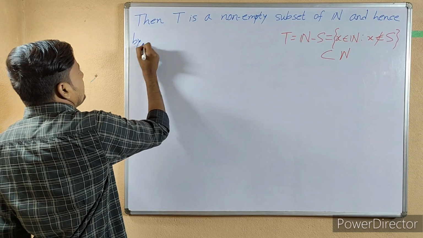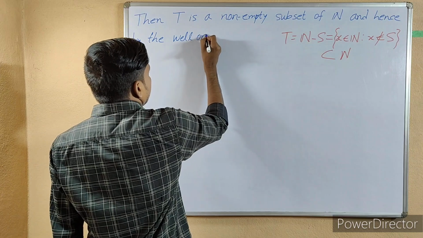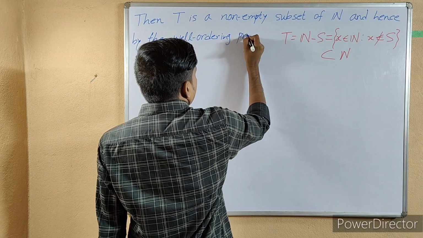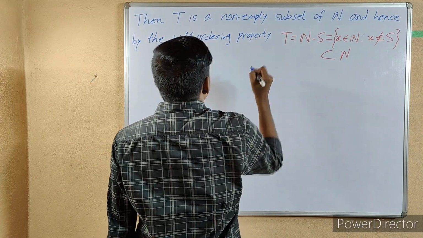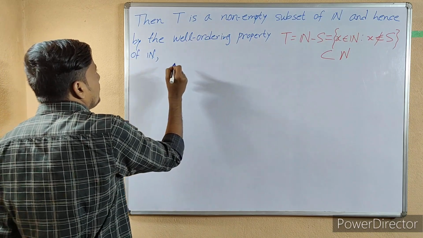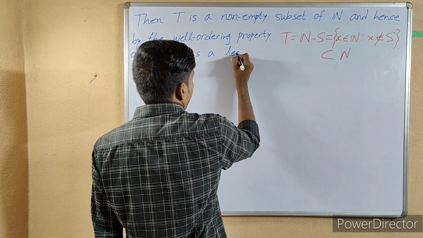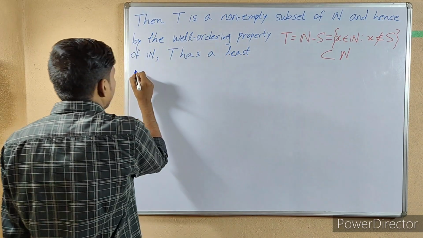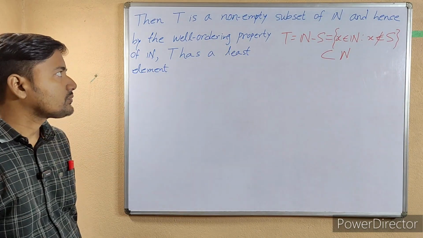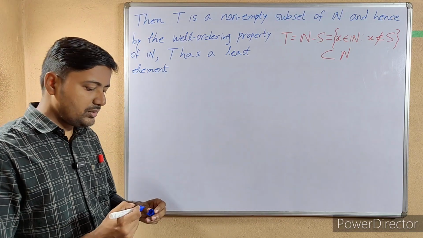by the well ordering property of N, T has a least element. Now what is least element and what is the well ordering property of N?